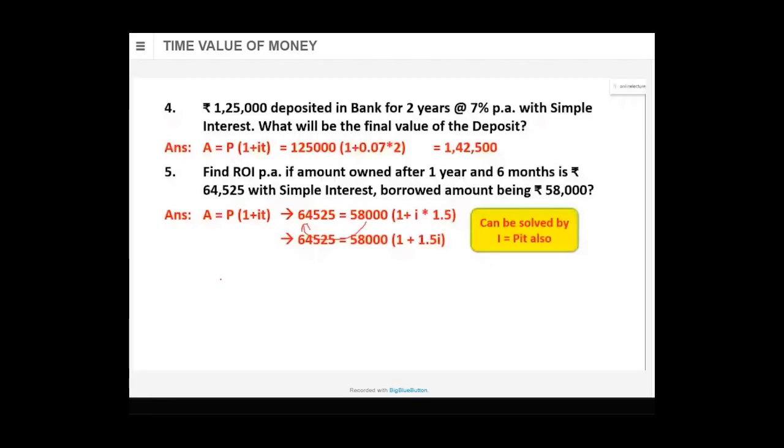Next step. How I got that: I did the multiplication. I into 1.5 is 1.5 I. Next step. 58,000 came to this side. 64,525 divided by 58,000, 1.1125 is equal to 1 plus 1.5 I. Now shift that 1. This 1 you shift to this side. Here it is plus, but when it goes to this side it will become minus. So the next step comes.